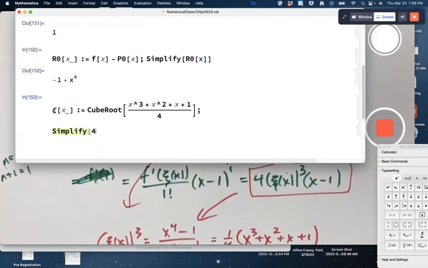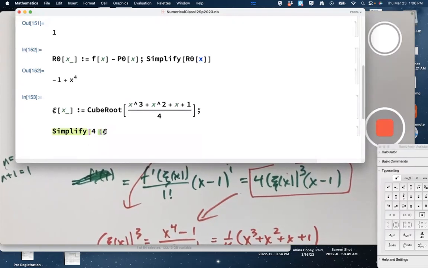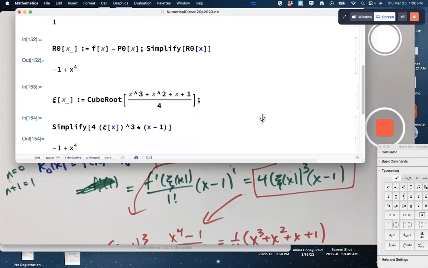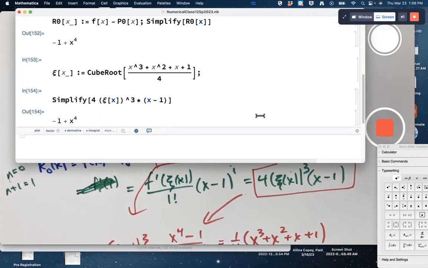Simplify 4 c of x cubed times x minus 1. I made the c, by the way, by doing escape c x escape. There we have it. It did simplify to that. And it is always between x0, which is 1, and x.